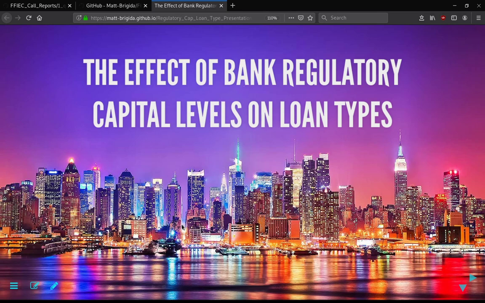So what we're going to look at here is the effect of bank regulatory capital levels on loan types. Before I go into it, a little plug on doing research in banking. Since 2008, we had our most recent financial crisis. We now have 10 years of data, so we are now able to sit back and look at the response from regulators and the Fed, and we can test how their reaction to the financial crisis worked out. Also, it is an interesting time in banking.